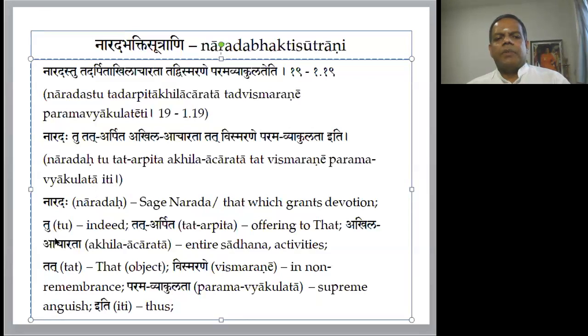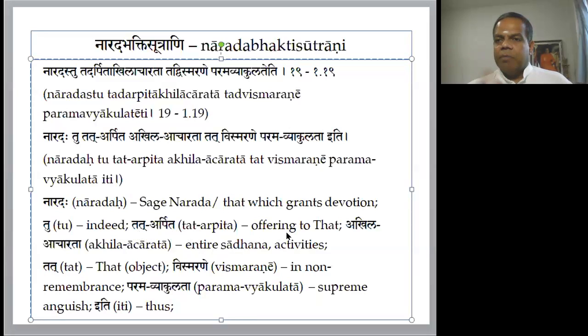The next word is tu. It has multiple meanings, but I like the meaning indeed, because sometimes we can say but and things like that. There are many meanings which tu can have depending on the context. But I have used the word indeed here. So let's take the next word, which is tat arpita, tat then arpita.